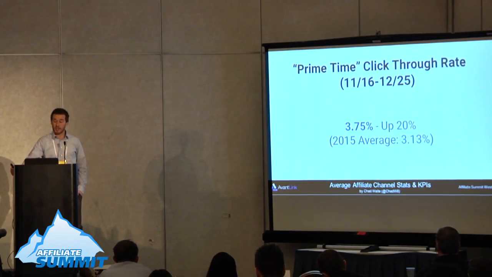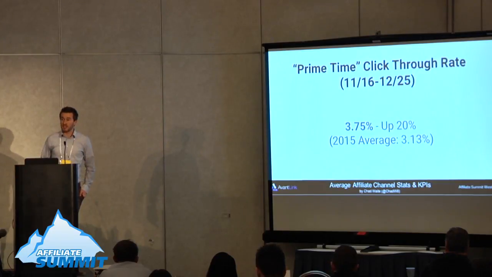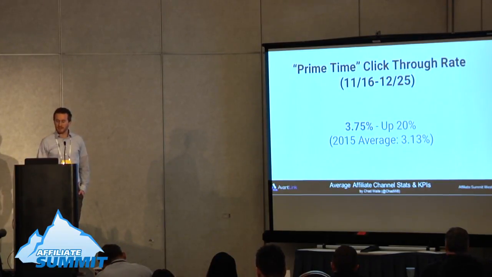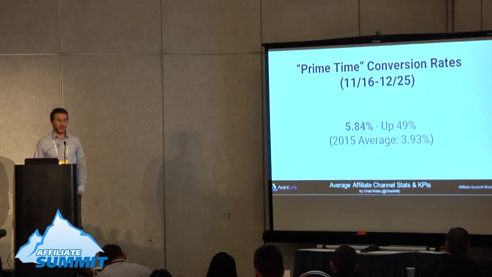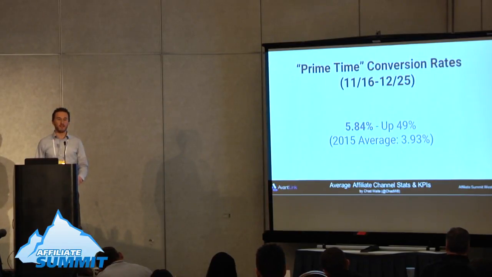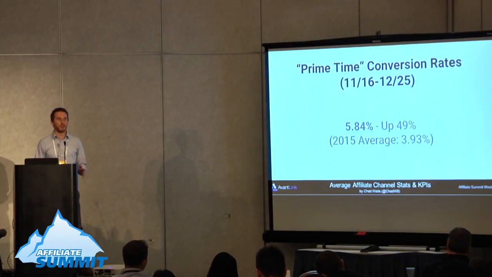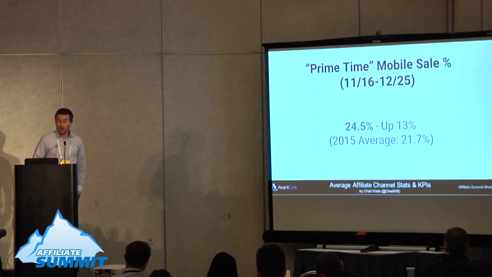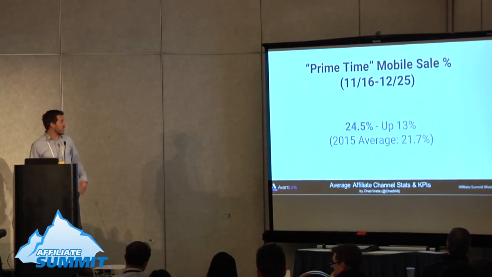Click-through rate during prime time, 3.75%, so up about 20%. This was the killer one, though. Conversion rates skyrocketed. They were up almost 50%, going up to just a little bit under 6%. So that's an amazing conversion rate. And this was pretty ubiquitous across the board. Every single merchant just tended to skyrocket, and affiliates were, of course, making some big bucks from this.